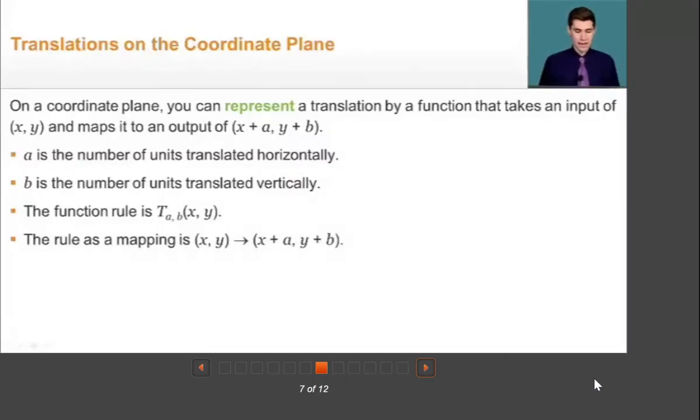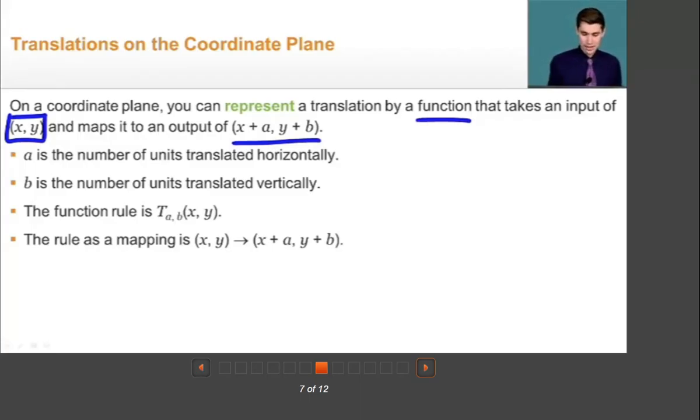On a coordinate plane, you can represent or express a translation by a function that takes an input of a coordinate and maps it to an output of a new coordinate. Now, a function is when one input maps to exactly one output. So you may be familiar with functions where the input is a single number. In the case of translations, the input is going to be an ordered pair, and the output will also be an ordered pair that may be written like this.